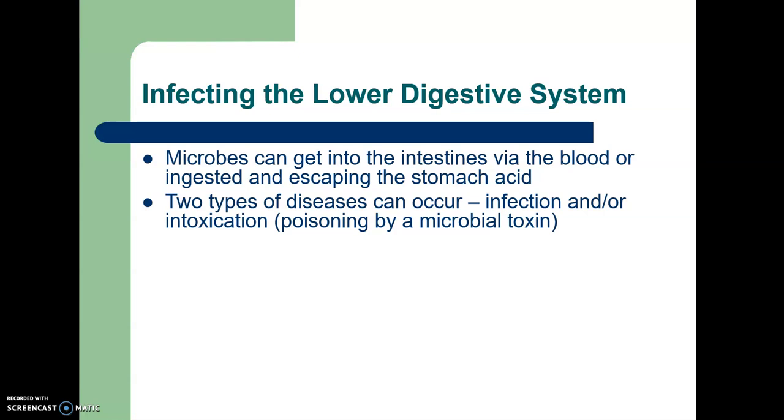So a lot of these digestive system diseases are technically intoxications because what can happen is the organism itself may be killed by the stomach acid. Maybe it needs oxygen, so it doesn't get enough oxygen in the intestine and it gets killed. But the toxin, the chemical that it produces, that's not affected by the stomach acid. It's not affected by the lack of oxygen. And so, you still get sick. So maybe your stomach acid killed the organism, but the toxin remains, and so you still get sick.